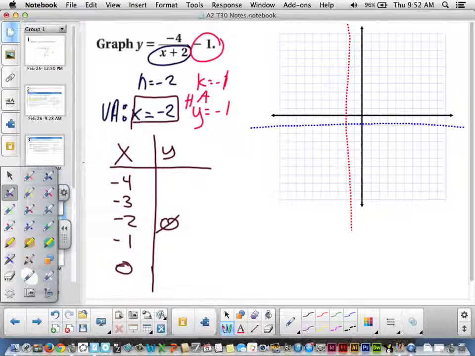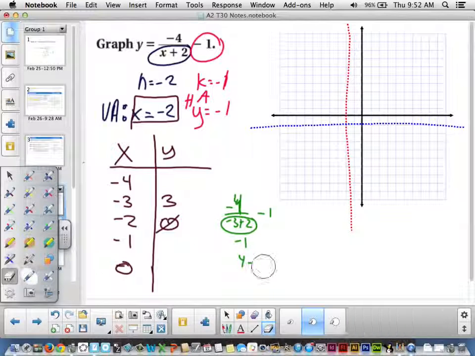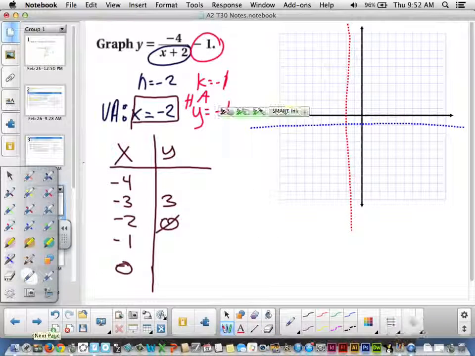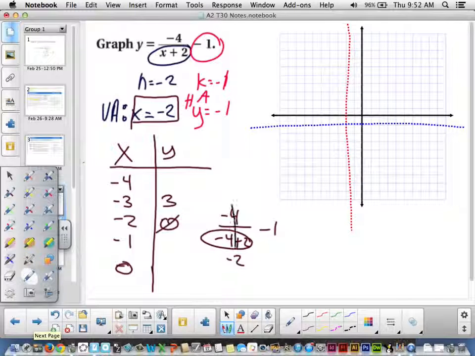At -3 we got -4 over -3 plus 2 minus 1. This right here is -1. -4 over -1 is 4 minus 1, and that gives us 3. All right, let's try at -4. We get -4 over -4 plus 2 minus 1. This is -2. -4 over -2 is 2 minus 1 is 1.